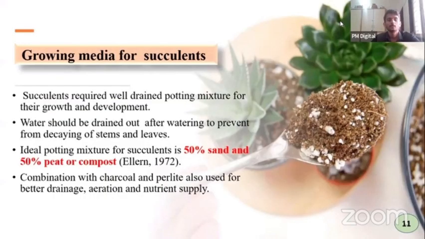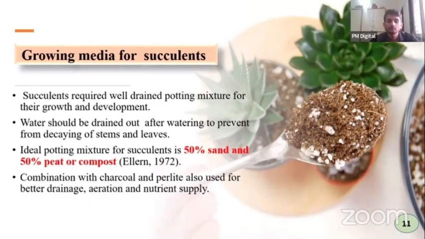Now coming to the growing media for succulents, it is the most prominent, or we can say the most important component for successful growing of succulents. Succulents require well-drained potting mixture for their growth and development. Water should be drained out after watering to prevent decaying of stems and leaves.